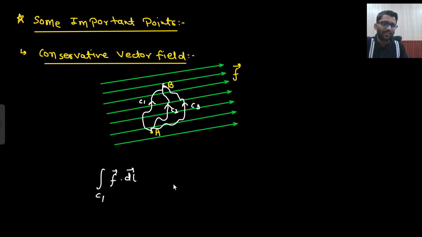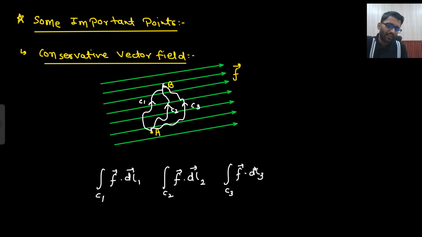F dot dl along the C1 path. If you are going from the C2 path, what will be your line integration? Here I am writing dl1 because dl could be different for all these paths, so here I am writing dl2. If you are going from the C3 path, then what will be your line integration? dl3. You are taking small dl3 here, dl2 here and dl1 here.